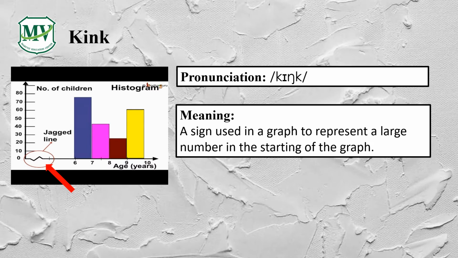Please repeat the word after me. Kink. A kink is a sign used in a graph to represent a large number at the starting of the graph.